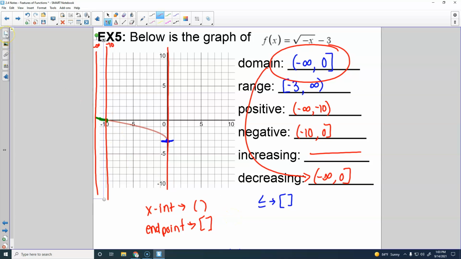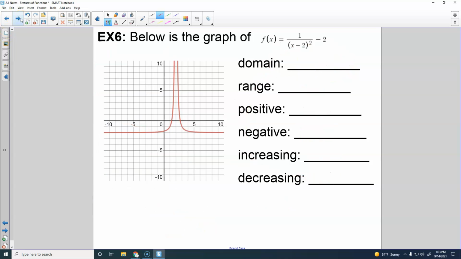Questions? All right. Let's look at number 6. Okay, so this one is a strange graph, but we can see we have a vertical asymptote here at x equals 2. It also looks like we have a horizontal asymptote at negative 2.